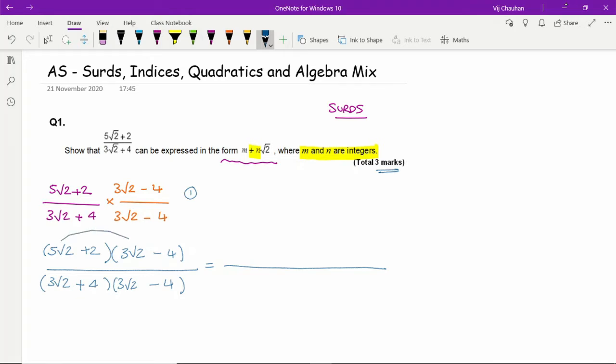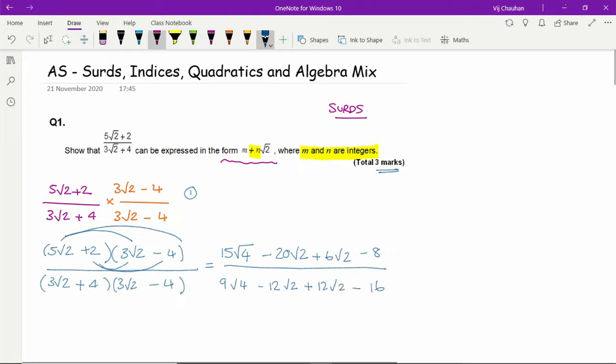So here I've got 5 root 2 times 3 root 2, which is 5 times 3, which is 15. Root 2 times root 2 is root 4. And then I've got 5 root 2 times minus 4, which is minus 20 root 2. Then I've got 2 times 3 root 2, which is positive 6 root 2. And then I've got 2 times minus 4, which is minus 8. Now looking at the bottom, I'm going to have 9 root 4 minus 12 root 2 plus 12 root 2 minus 16. Now this in itself will probably get you that 2nd mark.